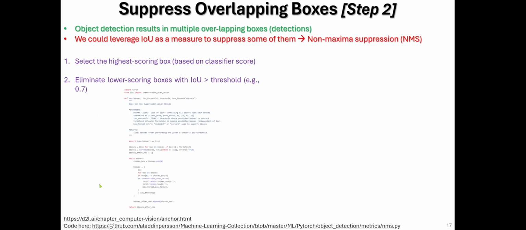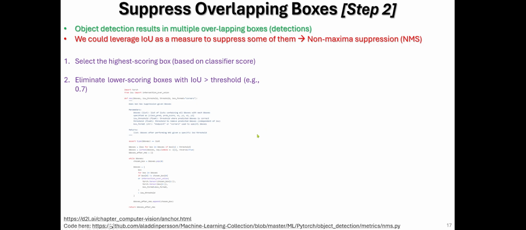And the code for the same is pretty straightforward. I've taken it from the GitHub profile, GitHub code by Aladdin. So you can actually go and see this. It's quite straightforward. You can see it will sort the boxes, and then from the highest value, it goes in a while loop with IOU calculated for that particular box with all other boxes. And if the IOU is above a threshold, you suppress them, and then you go to the next highest one, and so on. Okay, so that's the idea.